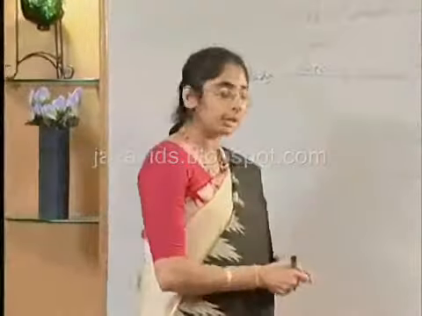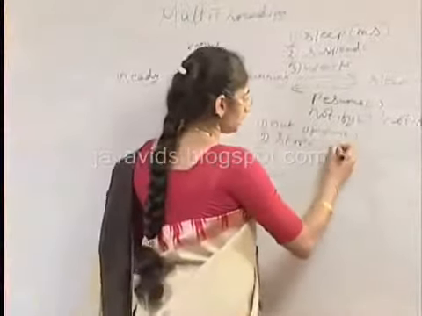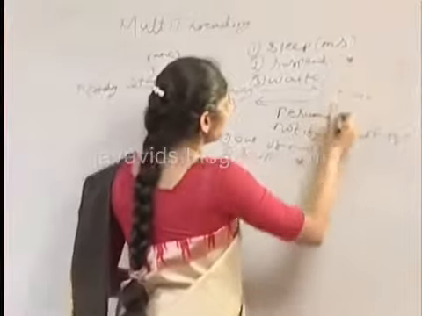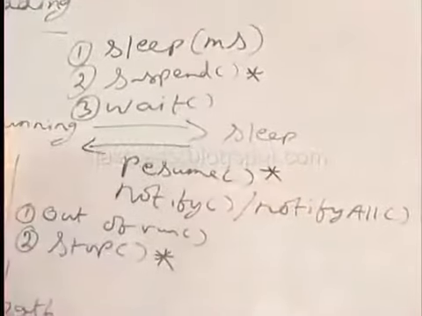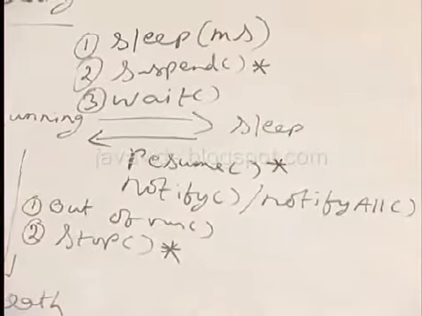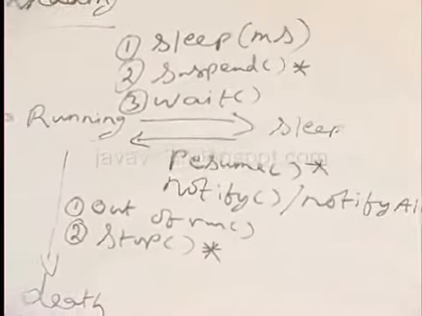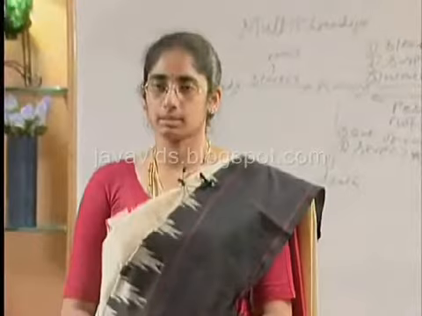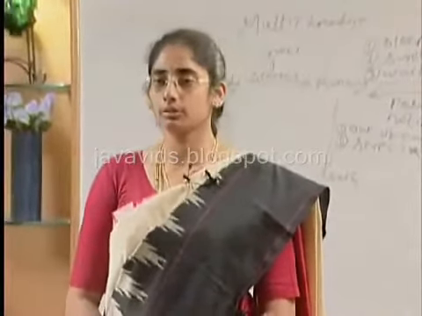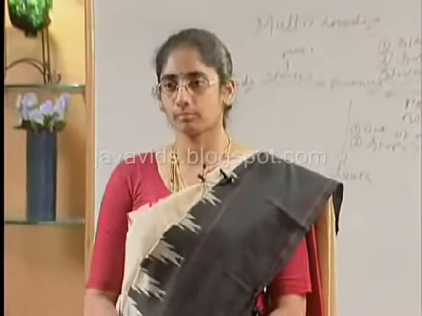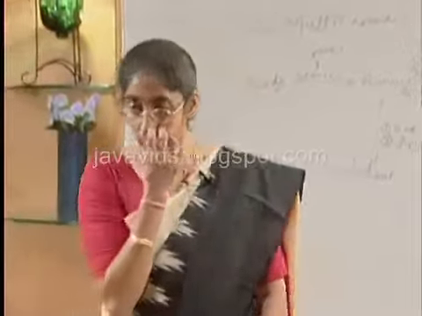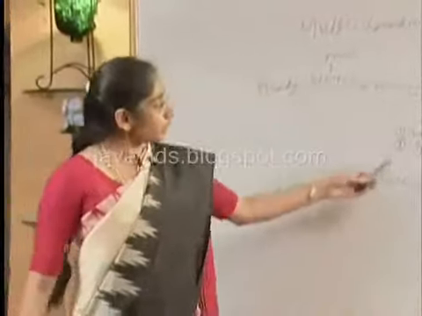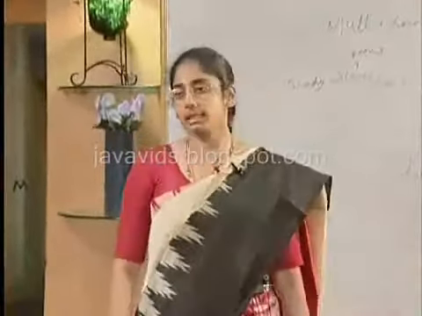Since JDK 1.2, the stop, suspend and resume methods have been deprecated. It means that you should no longer use these methods. You just get a warning if you use them. It's not an error. So you should ideally not be making use of these methods.